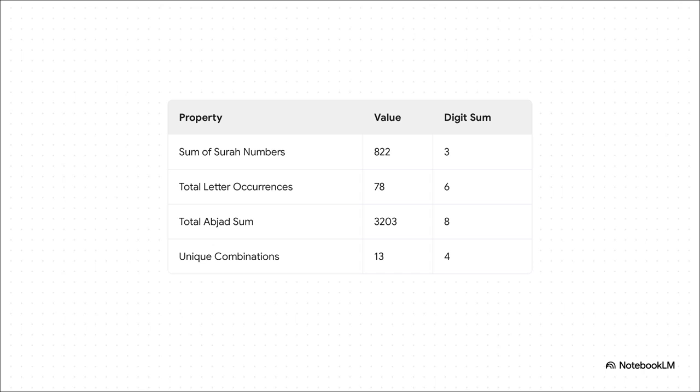Then there's something called the total abjad sum. That's from an old system where every letter has a number value. That big sum, 3,203, reduces down to 8. The argument is, how can all these big totals also reduce down so neatly? They say it's more proof of a cohesive system.